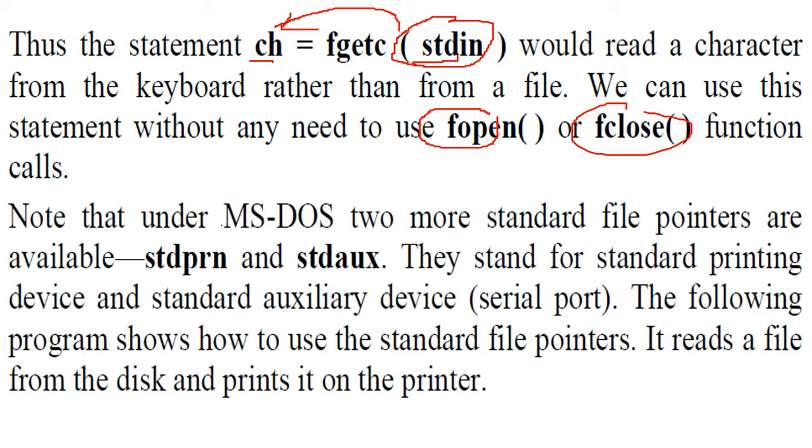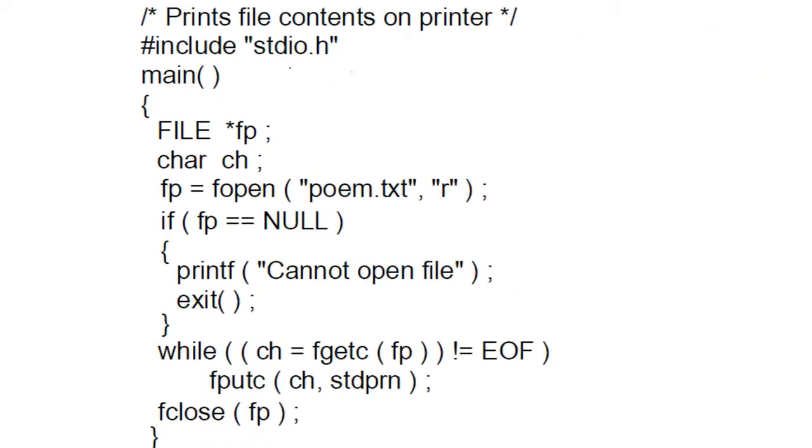Then most operating systems provide standard file pointers like stdprn, the standard printing pointer, which is for the printing device. And stdaux, which is for the standard auxiliary device, the serial port. So let us see the program. It reads a file from the disk and prints it on the printer. So this is printing the file contents on the printer.